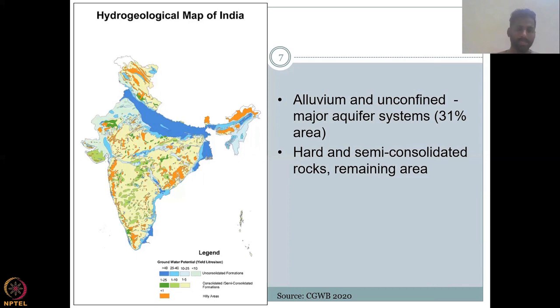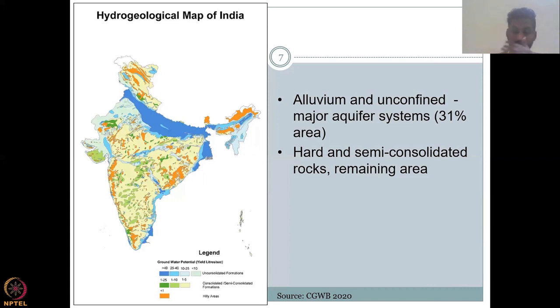If you go to the central part of India, where you have the consolidated and semi-consolidated formations, there is a lot of lag in the recharge time. You might have a good rainfall year and good water availability. However, it takes a longer time for the groundwater to recharge, and as a result, you would only see the benefits 2 or 3 years later.